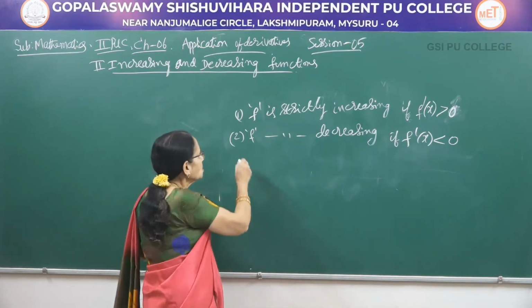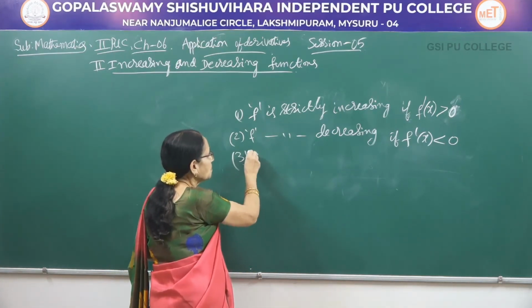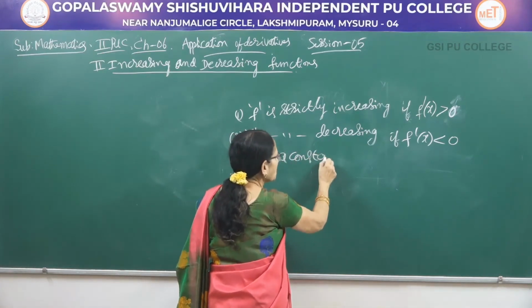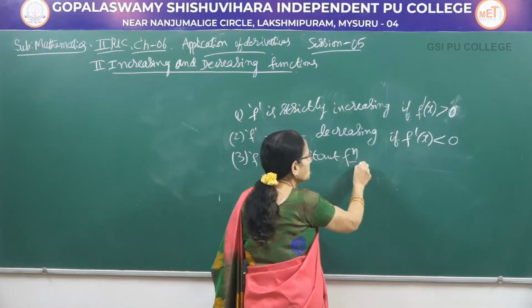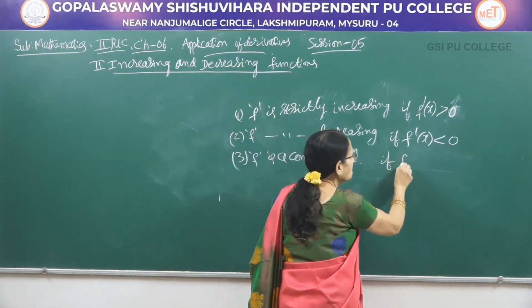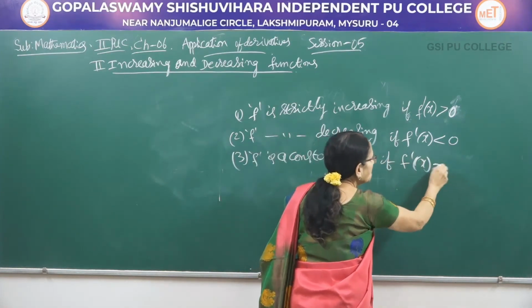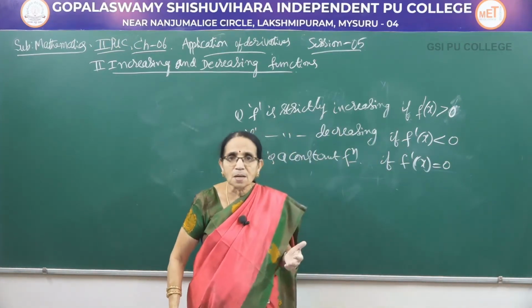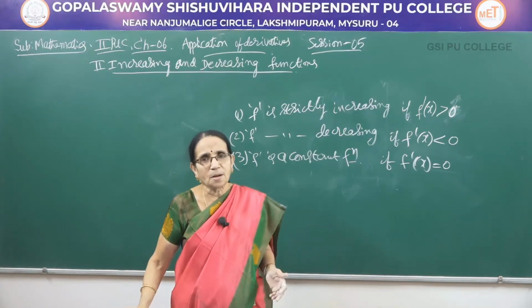Now, what can be the third possibility? f is a constant function. What is the other possibility? f dash x is equal to 0. Constant function means neither increasing nor decreasing.